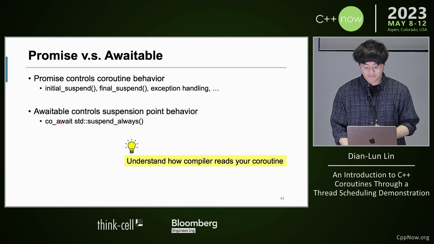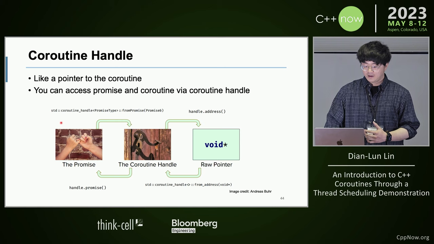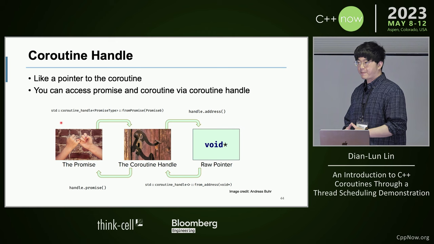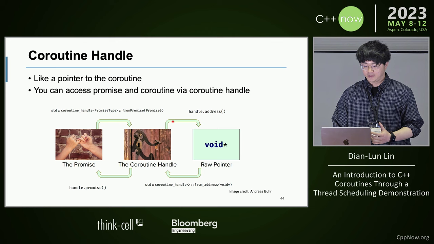So the final piece is coroutine handle. Turns out it's the easiest one. It's just like a pointer to the coroutine. And what you can do is to access promise and coroutine via coroutine handle. So this middle graph is coroutine handle.